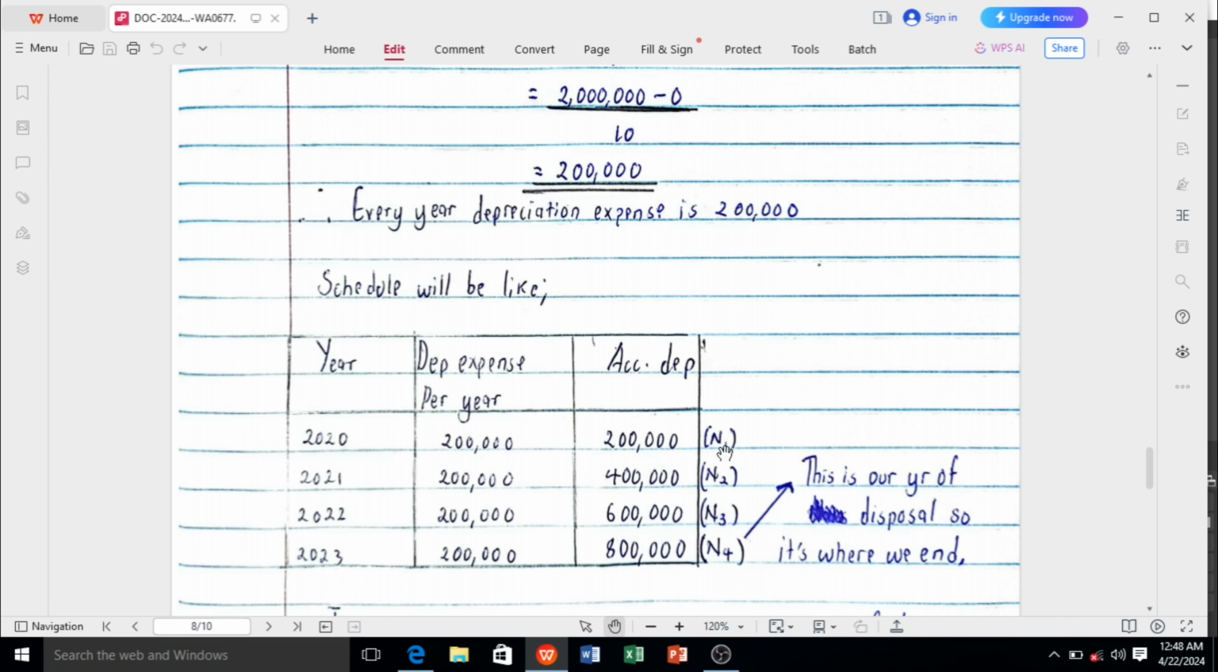So I've tried to label these as N1, N2, N3, N4. So these N's, we are going to use them when we are drawing our T account for accumulated depreciation, to show how it will appear via the accumulated depreciation T account. So this is our year of disposal, so it is where we shall end.